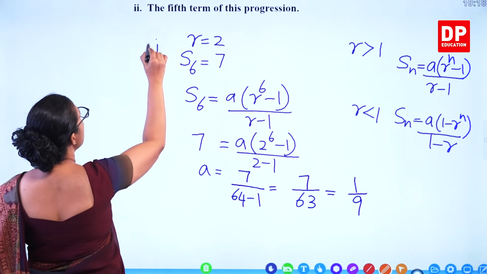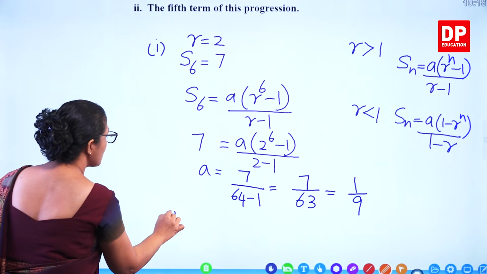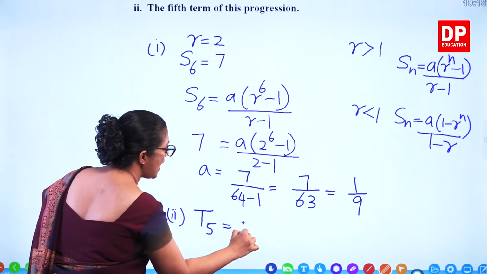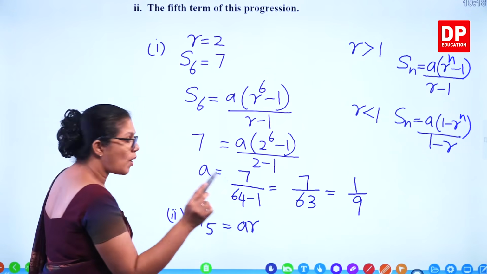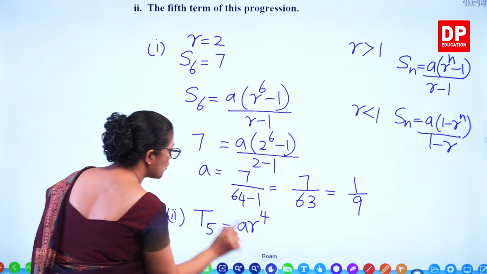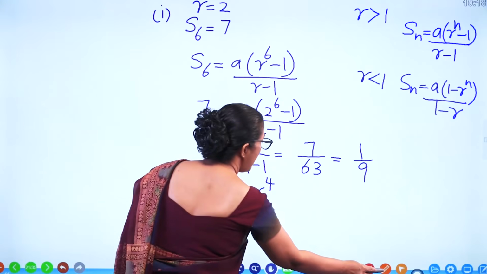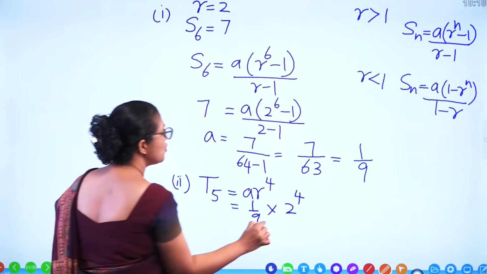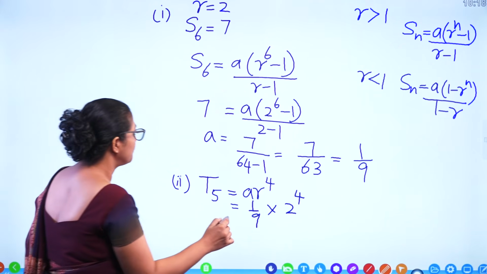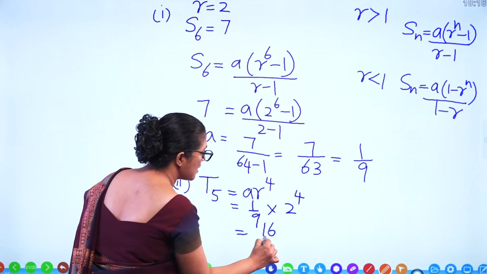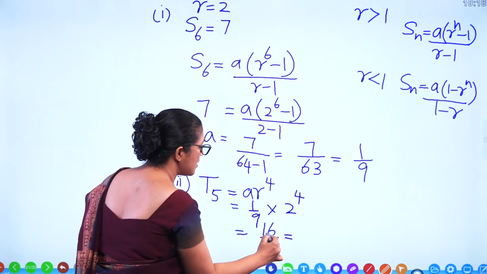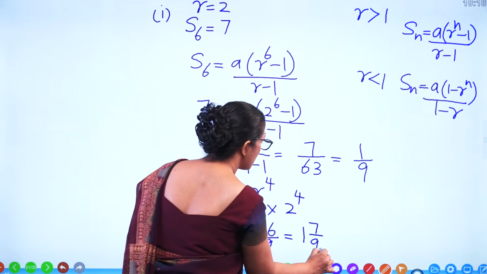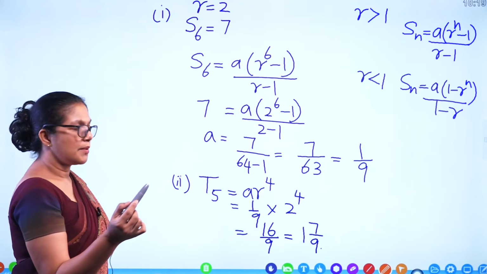And then you have to find out the fifth term. So what is the fifth term? T5 is a r to the power 5 minus 1. That's 4. Now substitute the values. a equals 1 over 9. r is 2 and 2 to the power 4. So 2 to the power 4 is 16, over 9, or you can write 1 and 7 over 9. So that's the fifth term.